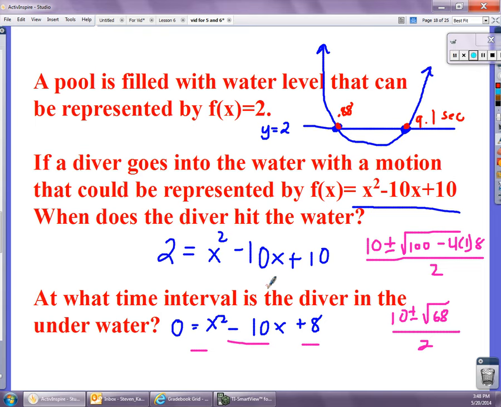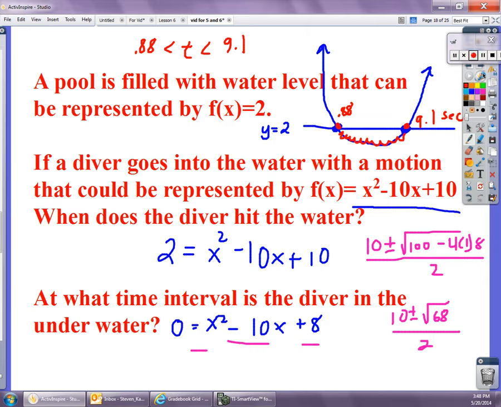At what time interval is the diver underwater? Well, the diver's underwater pretty much all down here. So that's going to be when the time is between 0.88 seconds, 88 hundredths, and 9.1 seconds. So that would answer the second question.